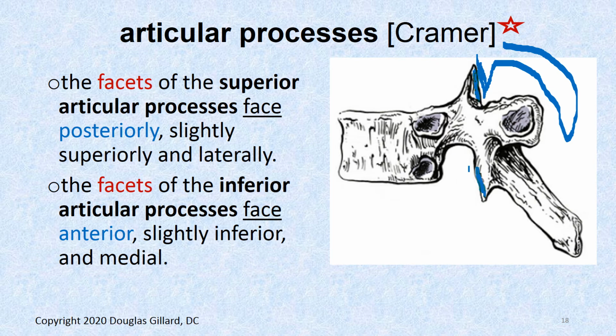And if you want to get technical, the superior articular processes face posteriorly, and they have a little bit of superior and lateral tilt to them as well. The inferior articular processes face anterior, but they have a little bit of anterior and medial tilt to them. These have to be opposites, right? Because these two are meeting together. That's why these have to be the opposite ways. Okay, another high yield question, so make sure you know that.